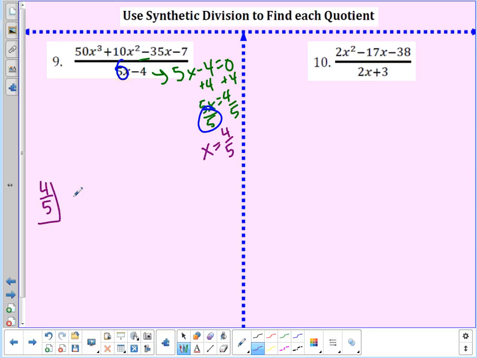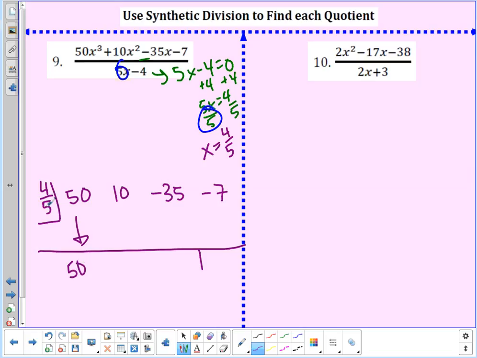So 4/5 is the number that goes outside in the box. And again, you can use your calculator to do these calculations for you. You just have to put parentheses around the 4/5. Negative 35 minus 7. So drop this down. That's going to be a 50. 4/5 of 50: take 50 divided by 5, you get 10, and 10 times 4 is 40. Add them up. That's 50 again. 4/5 of 50 again is going to be 40. Add them up. Negative 35 plus 40 is 5.